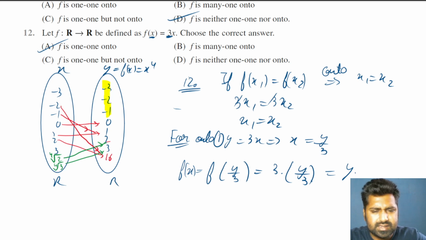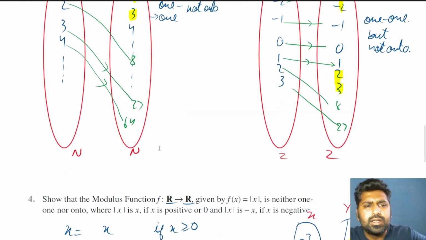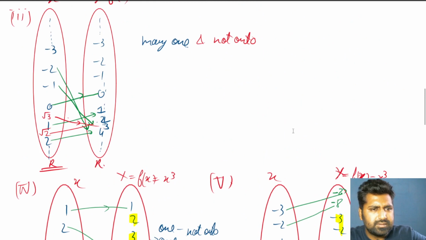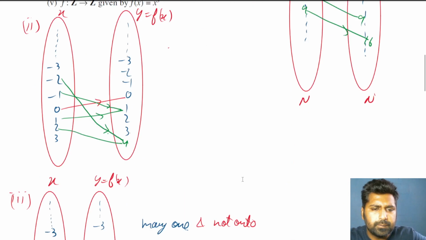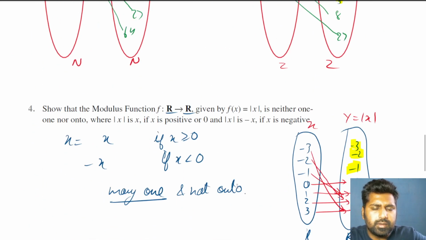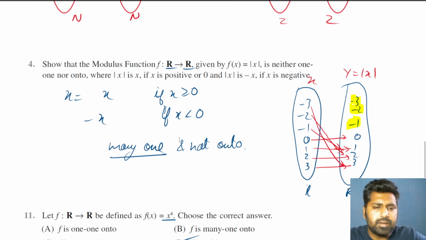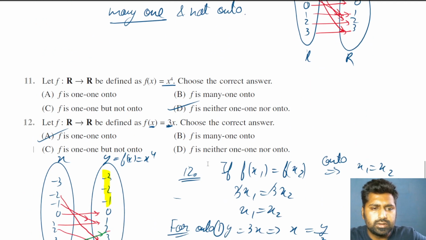I think that's it for this 1-1 and onto. Pretty much summarizes it. So just go through these diagrams again, it will help you to clarify all the things. This question was good enough to understand 1-1 and onto. And remember that in which set they are being defined, it depends a lot on that.